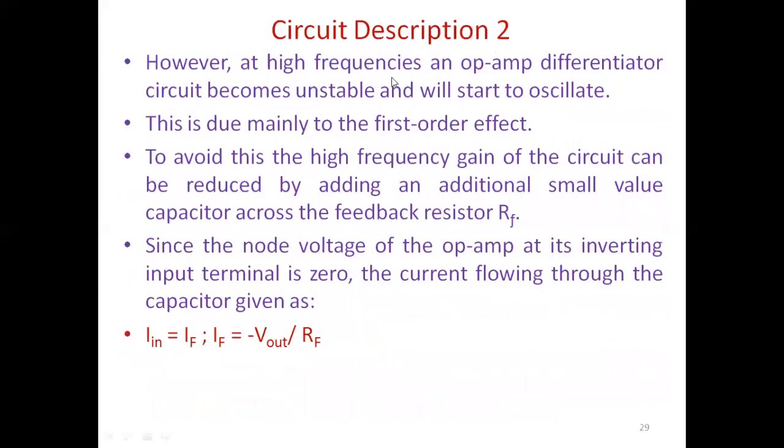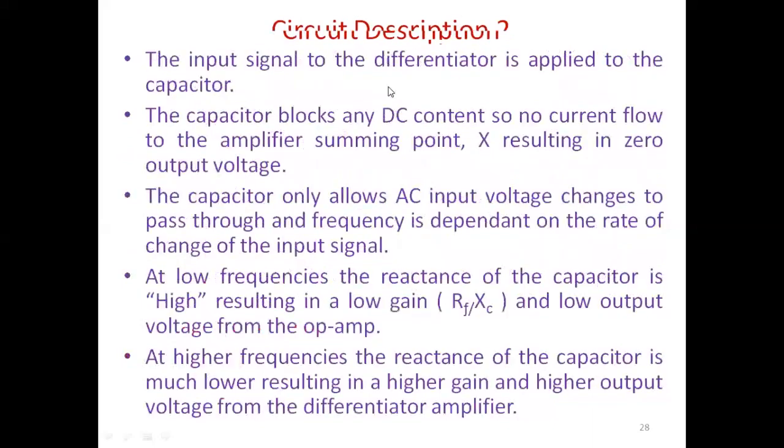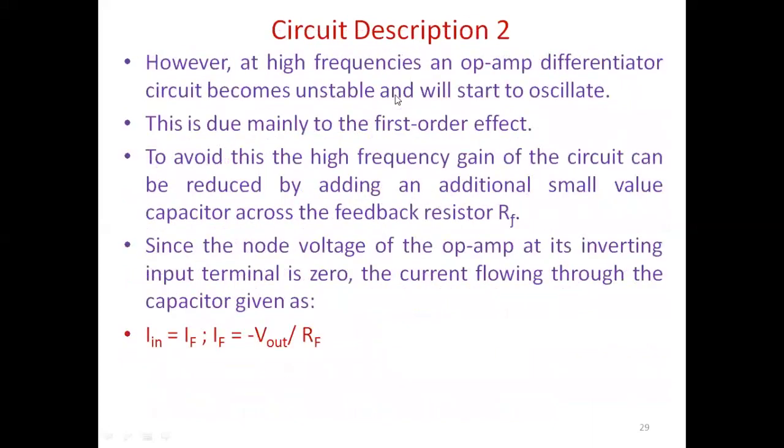So at higher frequency, the reactance of the capacitor becomes very low. So the gain will be higher, and the output voltage will be higher. So the op-amp differentiator circuit becomes unstable. It will start to become an oscillator. This is called the first order effect.